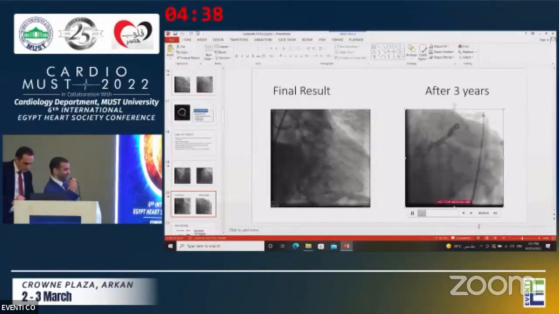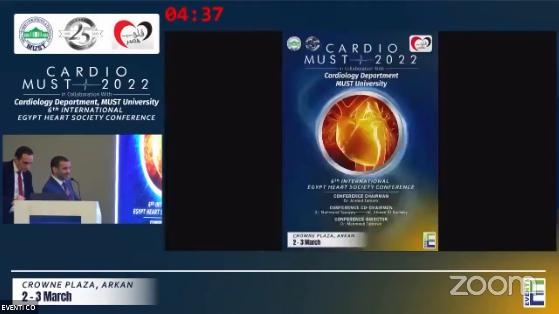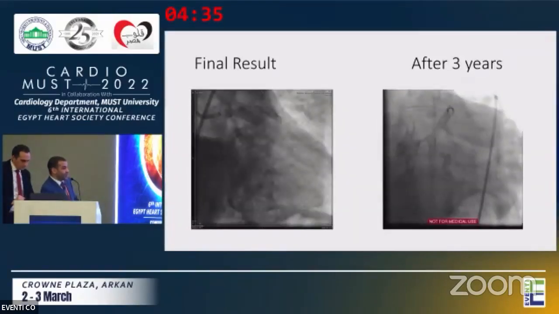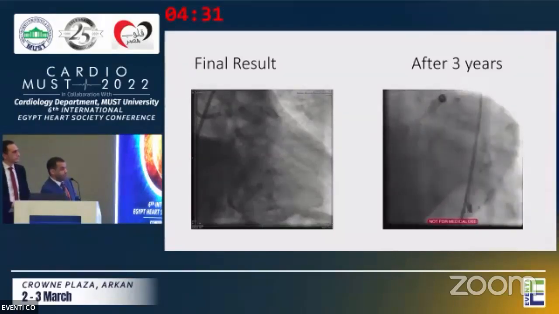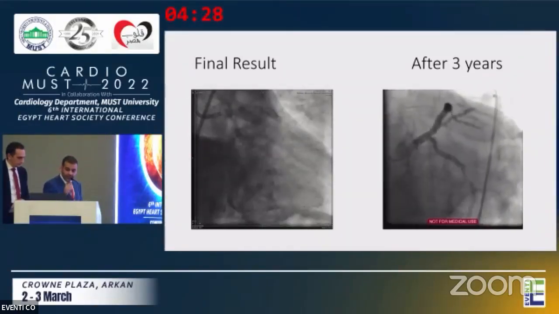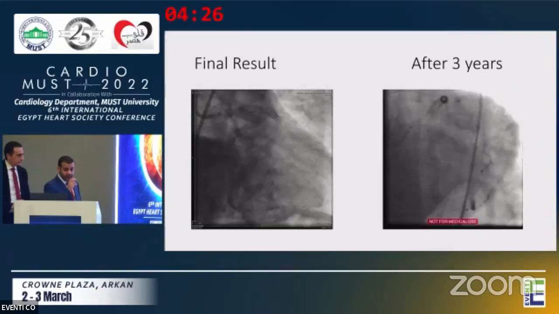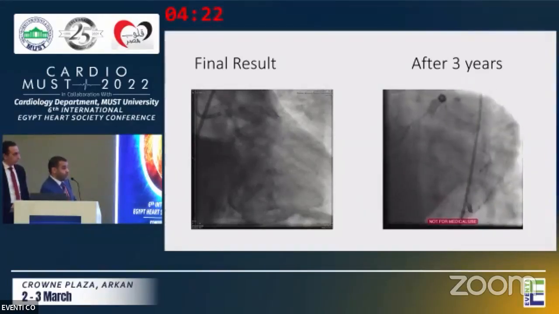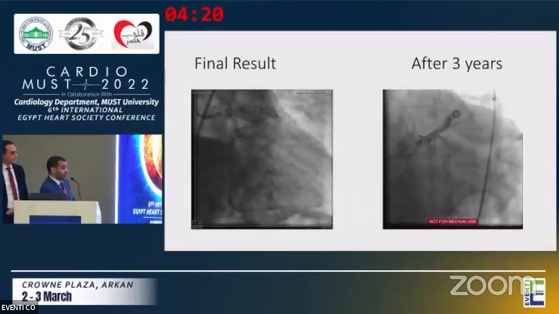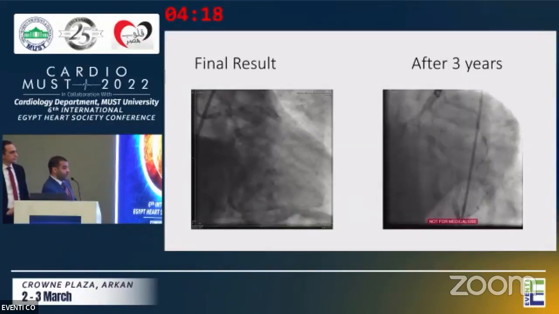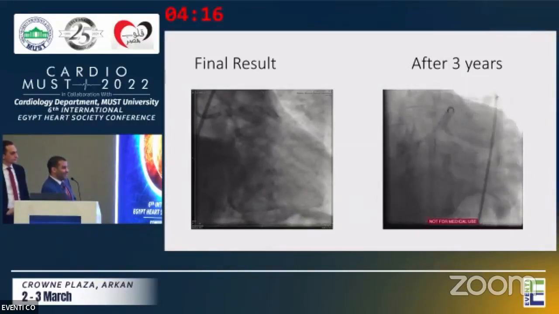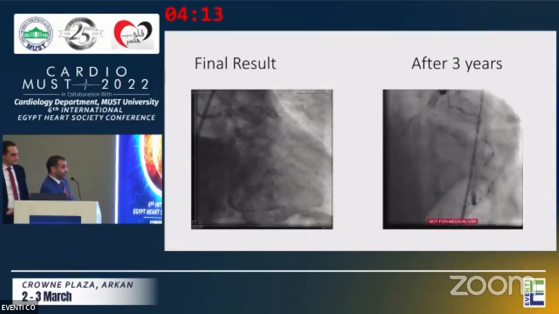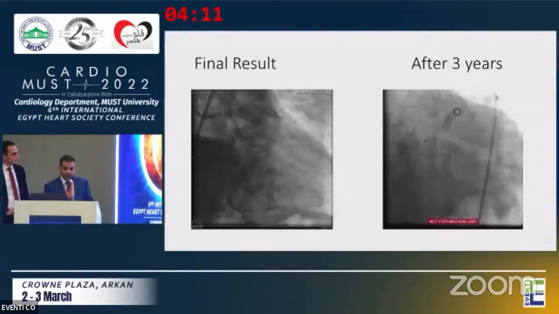Anyway, it has subtotal complete arc of calcium, rotablator. Then I put a stent and made it as a bifurcation of left main with this high calcium. And this is a follow-up angiogram after 3 years showing patent stents. So this is the result. When using a rotablator, it gives long-term good results.